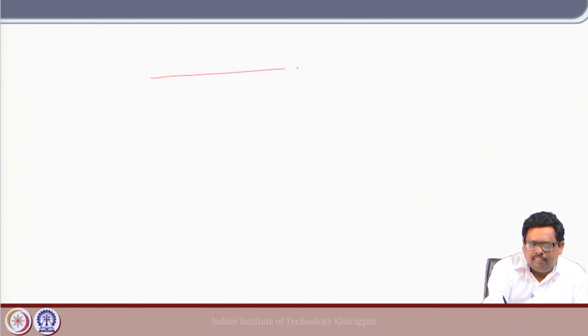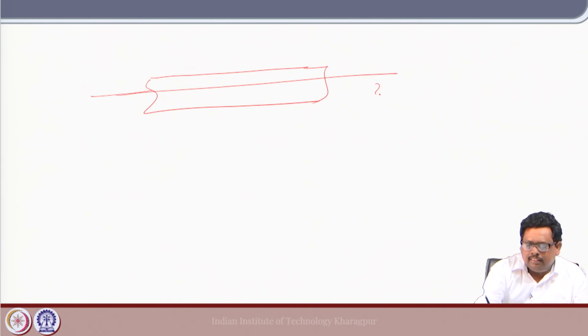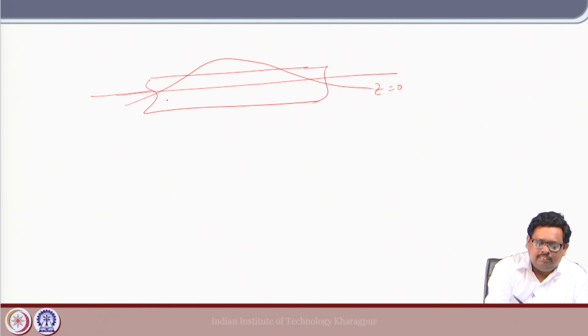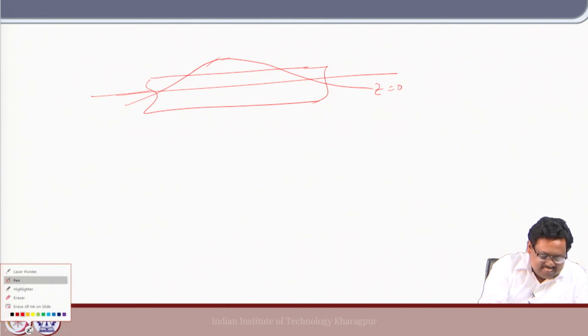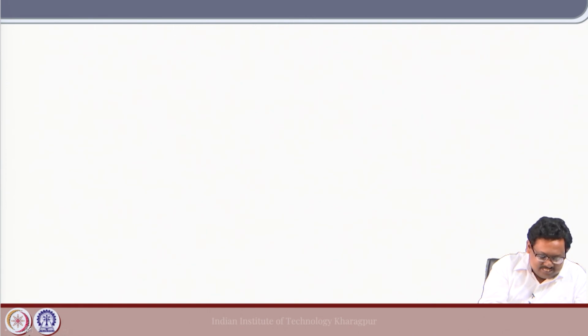Suppose you have a ship, and let us say the z equal to 0 line, and now if you superpose the wave here, no, it is not a very good way to superpose the wave. So, not like that. Okay, let us do it again.